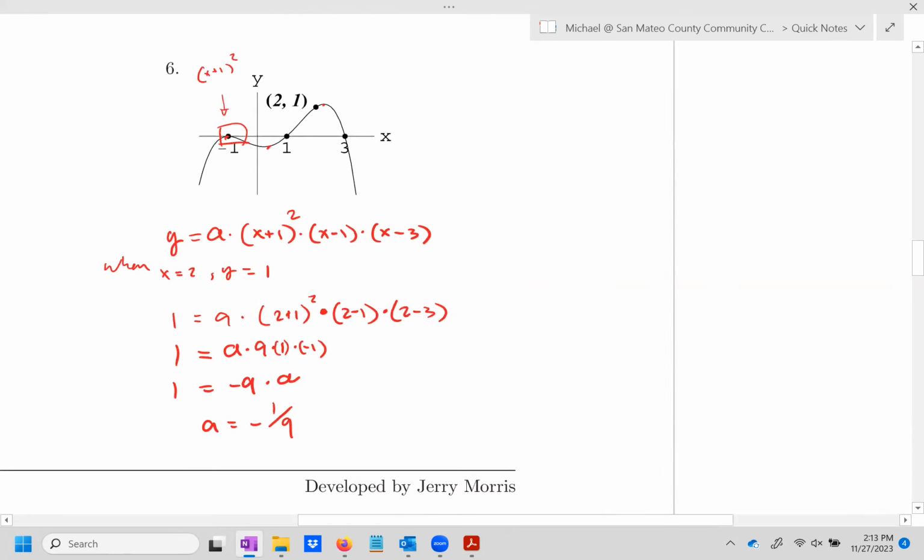Therefore, notice that the global behavior now is negative 1/9 times x to the 4th power. So my formula here is... Okay, everyone try to write down the formula. y equals negative 1/9 times (x plus 1) squared times (x minus 1) times (x minus 3).